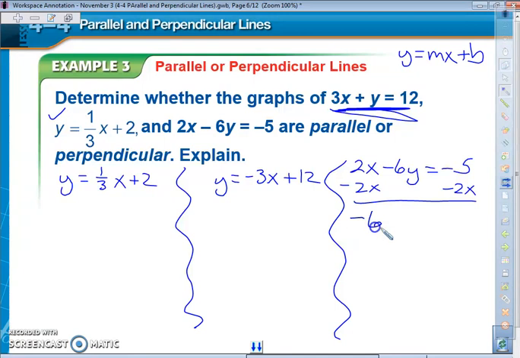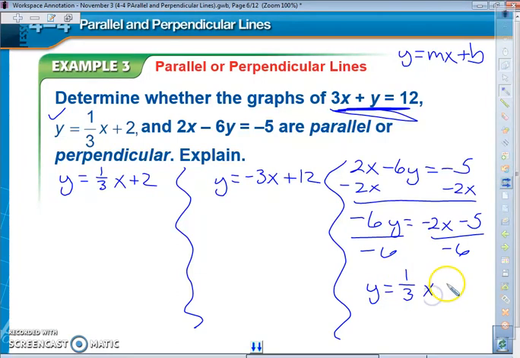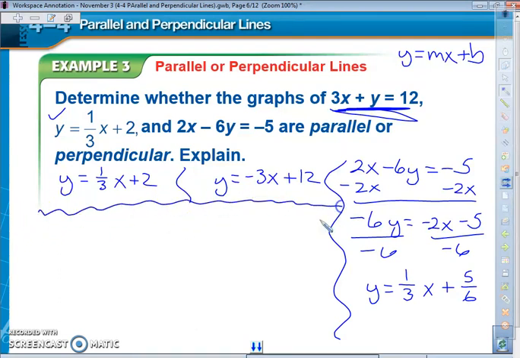I'm going to get negative 6y equals negative 2x minus 5. And then I'm going to divide everything by negative 6. So I've got y equals 1/3 x plus 5 over 6. Okay, so now what I want to look at is the slopes for each one of these lines.